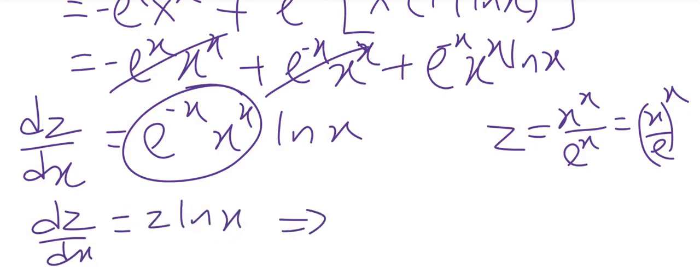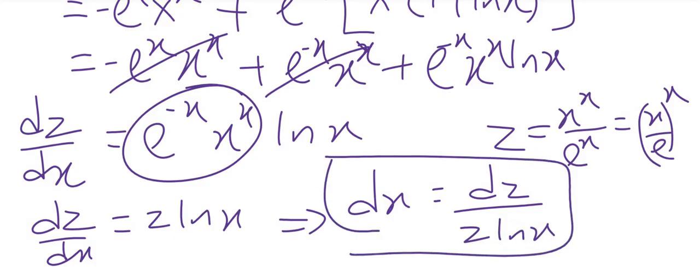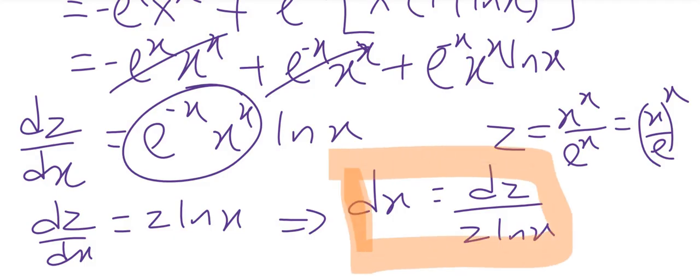Now from here, make x the subject of the formula. The x is equal to z divided by z ln x. So this is what I'm going to put back into the integration question given. This is dz with respect to x, and this is the x. This is what I'm substituting back into the question: dx is dz over z ln x. So I'll go back to the question.